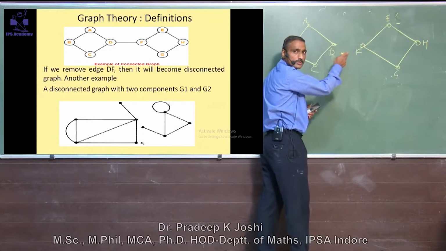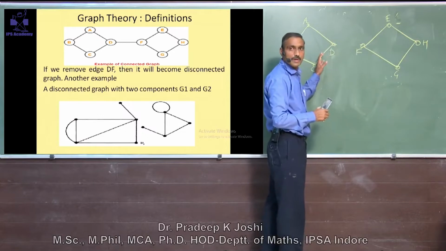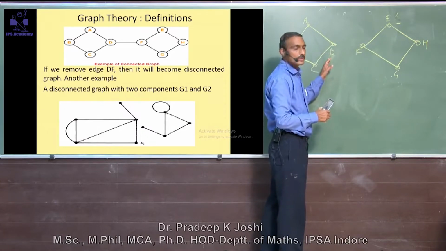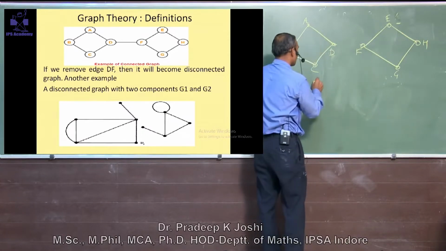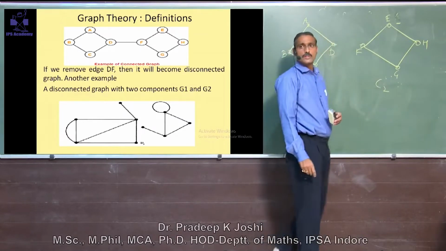Any subgraph of a disconnected graph is known as a component. So this is component 1 and this is component 2. So we get two components here.